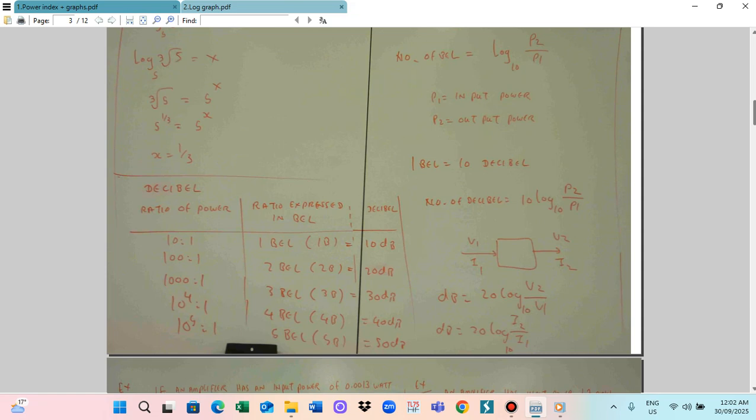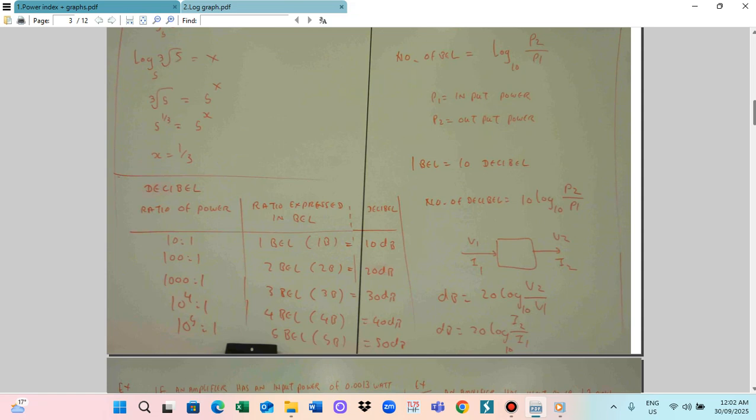So, ratio of power, and the ratio expressed in bel. A 10 to 1 ratio is 1 bel, or 1 B. A 100 to 1 ratio is 2 bel, so 2 B. A 1000 to 1 ratio is 3 bel, so this is 3 B. And 10 power 4 to 1 ratio is 4 bel, so 4 B. And 10 power 5 to 1 ratio is equal to 5 bel, or 5 B.